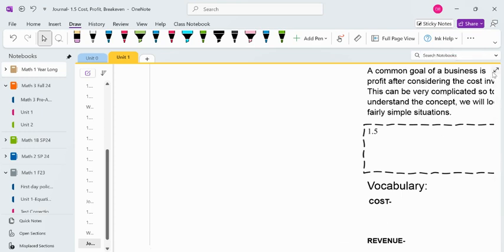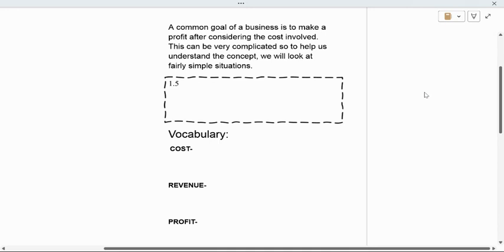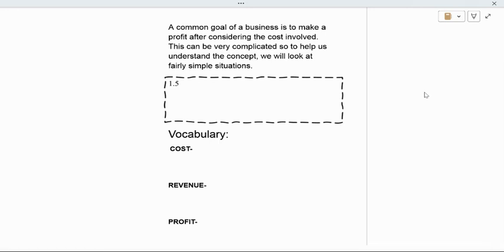Alrighty. So let's talk about our journal today. Our lesson today, lesson 1.5, is all about cost, revenue, profit, and when you break even.